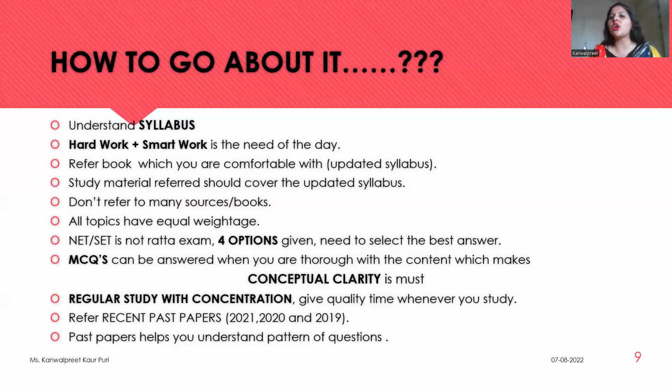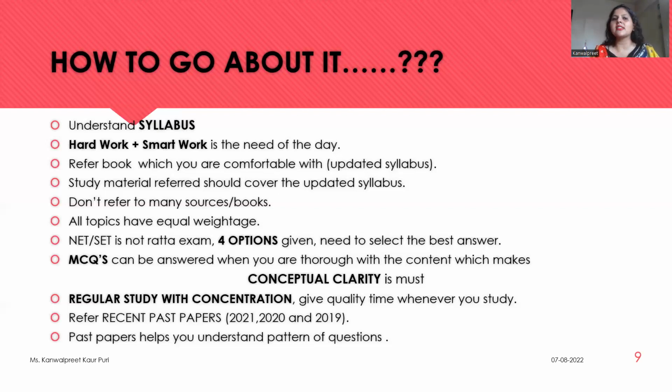Refer book which you are comfortable with. Okay, don't refer to many sources because we are checking YouTube, we are checking this class, we are going to offline classes also. So that creates a mess. Understand, you buy one book. Okay, if your conceptual clarity from your first year junior college to your master's level is very good, then you can buy any book. For paper one, I always recommend KVS Madan sir book. Okay, that is the best book.